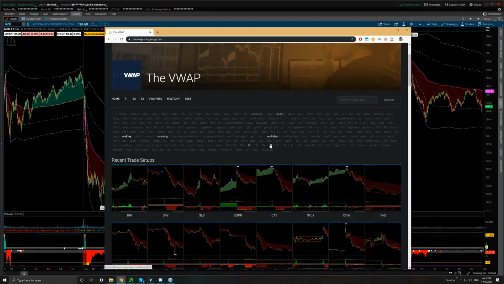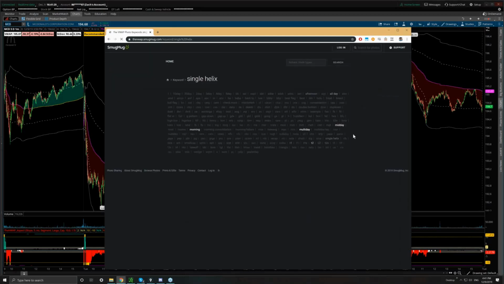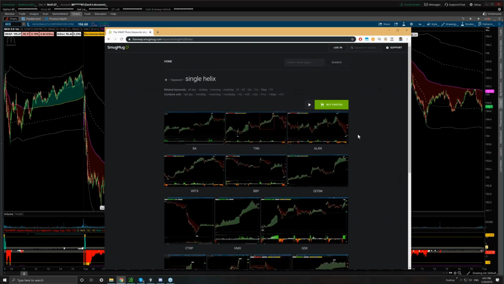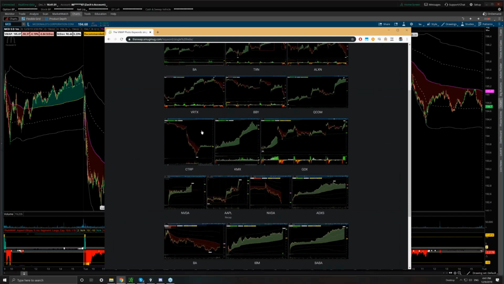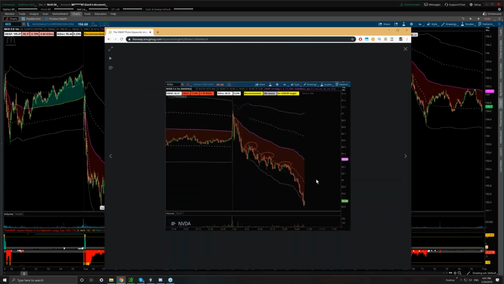One of which is called the single helix pattern. You've probably heard me refer to this if you've been in the chat room or if you've talked to me before. It's definitely a pattern that I'm a fan of because it looks and feels very organic. Something about the strength with which this variant of a flag breaks down or breaks out really excites me because it's a consistent and strong trend move.